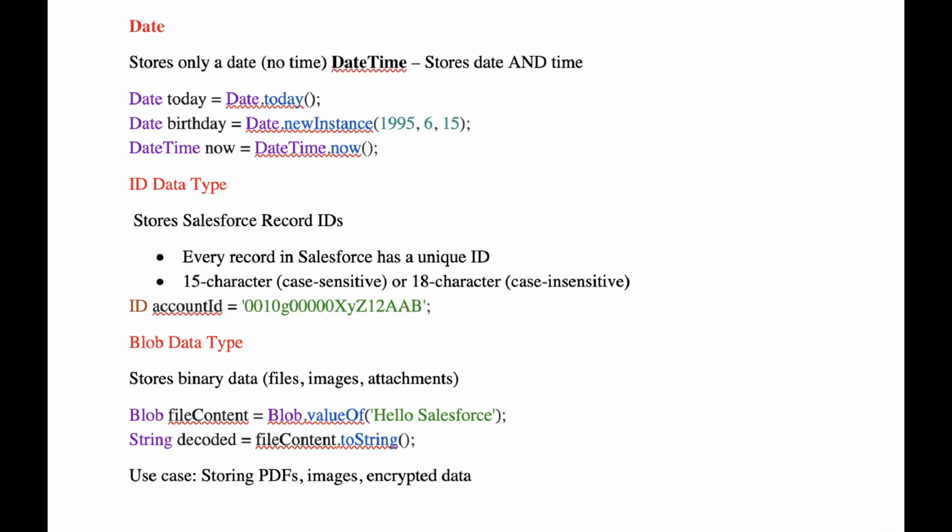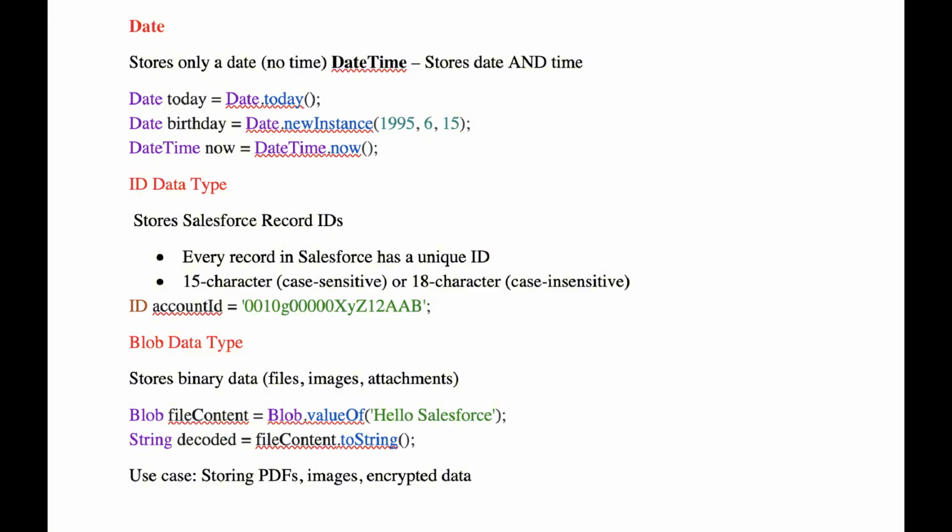What is the date data type? The date data type stores only a date: day, month, and year. It does not include time. If you also need hours and minutes, use DateTime. For example, a student's birthday would use date, but a meeting scheduled at 3 p.m. would use DateTime. Apex has built-in methods like Date.today and Datetime.now to get the current date and time easily.